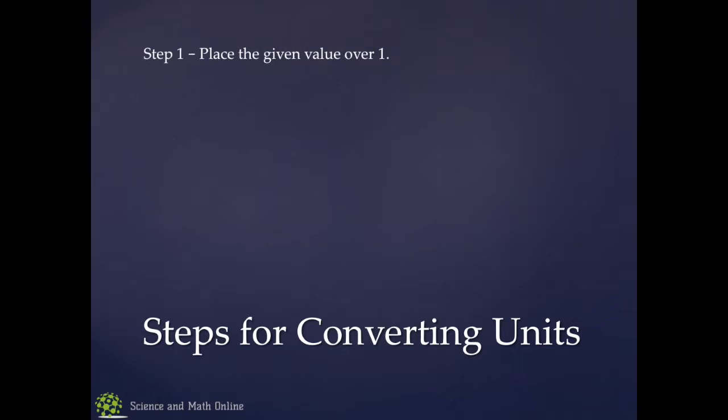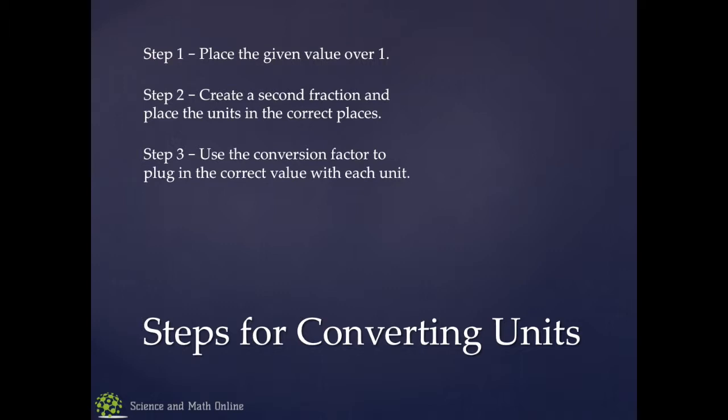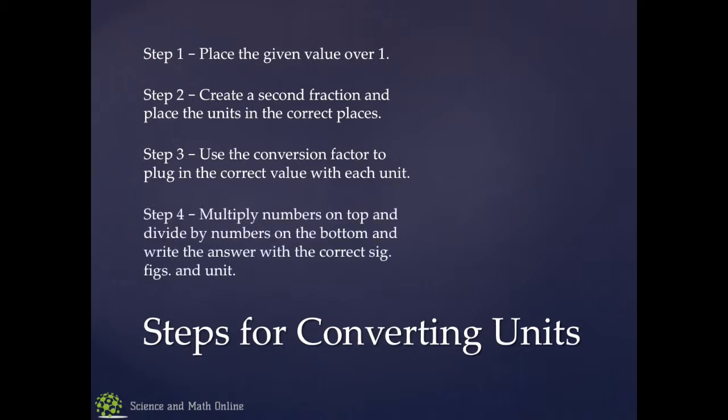So step 1, place your given value over 1. You're always going to be given something. You put it over 1. Step 2, you're going to create a second fraction, and we're going to put the units in the correct places, and I'll explain what I mean by that. Step 3, then we're going to use the conversion factor to put the right numbers in place. In step 4, we're going to multiply by numbers on top and divide by numbers on the bottom.